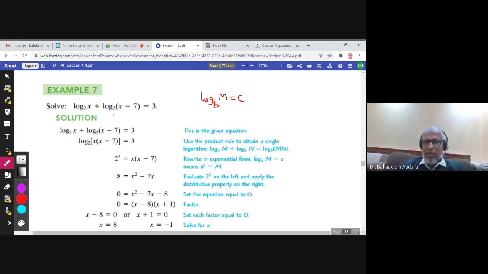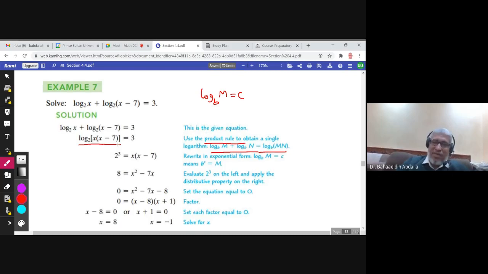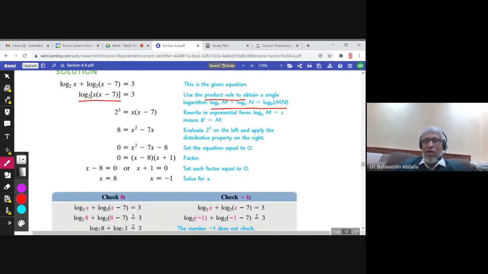I have two logs. Remember we studied condensing. You can condense these two logarithms. You can write them as a single logarithm. How? By using the product rule, because log m plus log n equals log of m times n. So log x plus log of x minus 7 can be written as log of x times x minus 7. And now you have one log, so you can use this fact and change it to the exponential form. So x times x minus 7 would be equal to 2 to the power 3, which is 8.